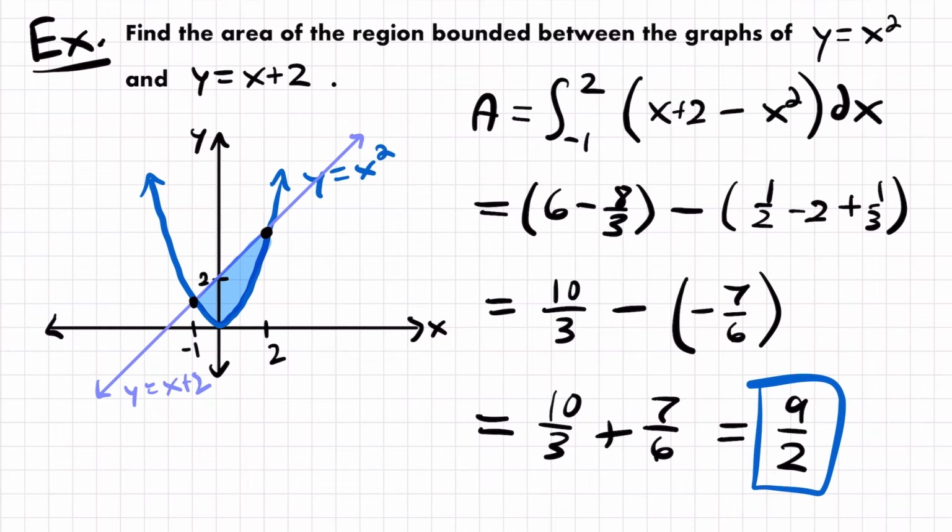Okay, and so that's how you would find the area of a region when you aren't explicitly told what the bounds of integration are. You just have to find them yourself by figuring out where the two functions intersect by setting them equal to each other and solving for x.